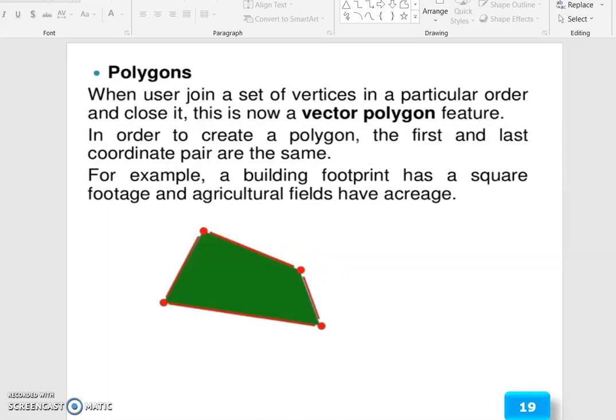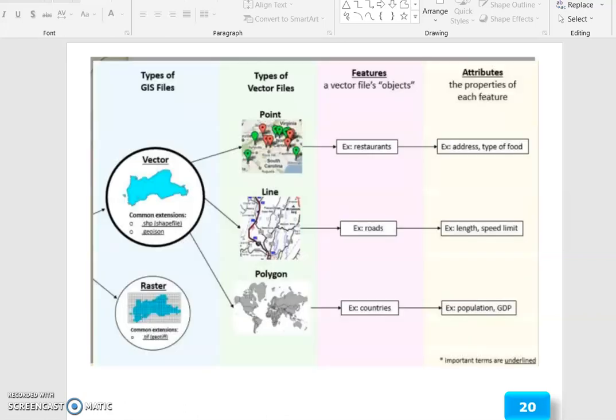Polygon. When a user joins a set of vertices in a particular order and closes it, this is now a vector polygon feature. In order to create a polygon, the first and the last coordinate pair are the same. For example, a building footprint has a square footage and an agricultural field has acreage.